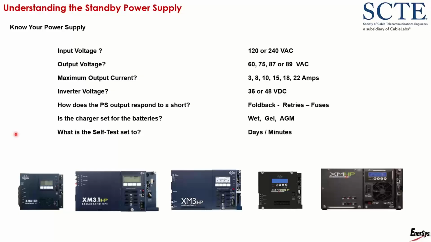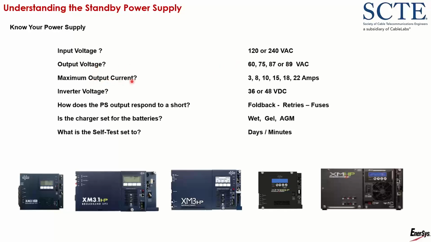You might have a power supply that can do 60, 75, 87, or 89 volts. You don't want to have a power supply that is running the plant at 60 volts go bad, and you go out there and stick one in that's set up for 89 volts. You're going to burn up active devices if you do that. So make sure you know what your output voltage is supposed to be.